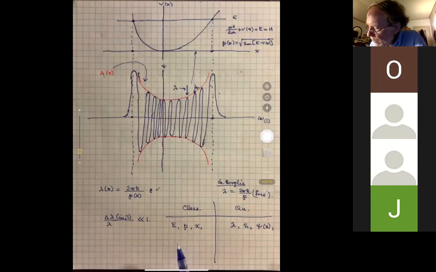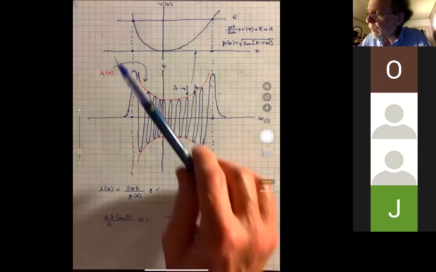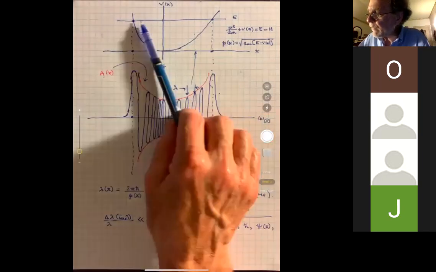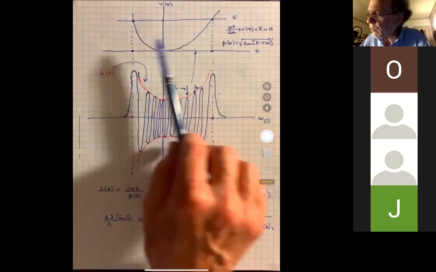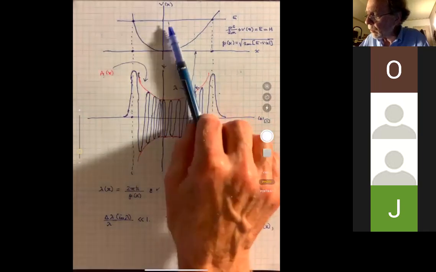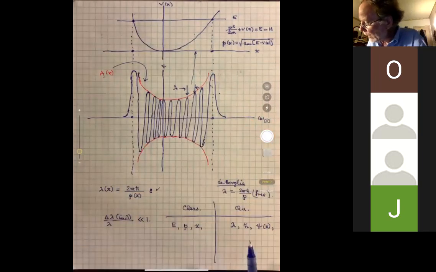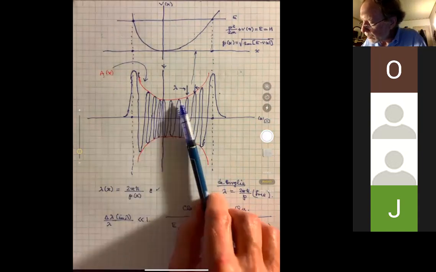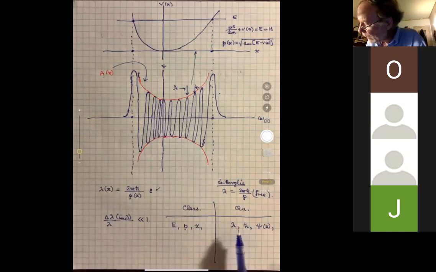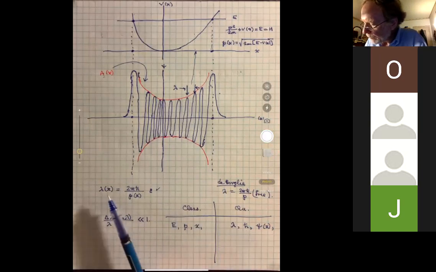The way to think about this is to imagine holding all the quantities that have a classical meaning fixed: E, P, X, and so on. For example, that would mean we'd hold this classical picture up here fixed, the turning points would be fixed, they wouldn't change, and so on. But what we then do is we let h bar go to 0. So you can see that if you cut h bar in half, suppose you did that, then the de Broglie wavelength would get cut in half too.